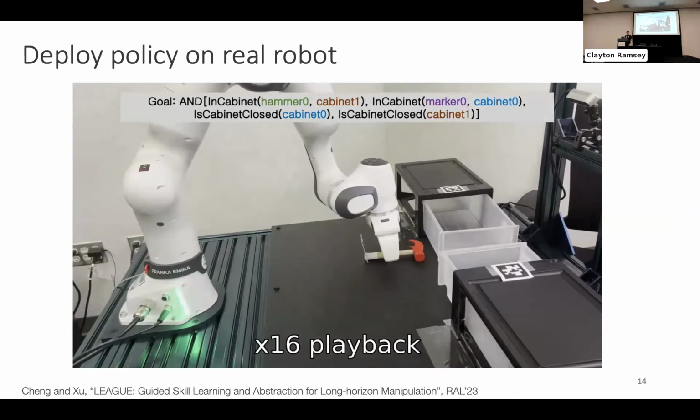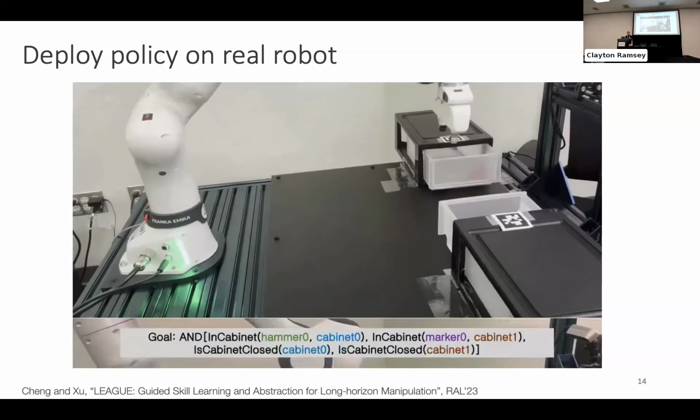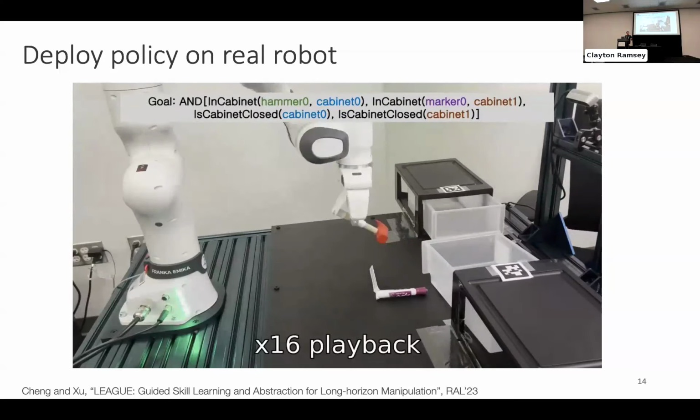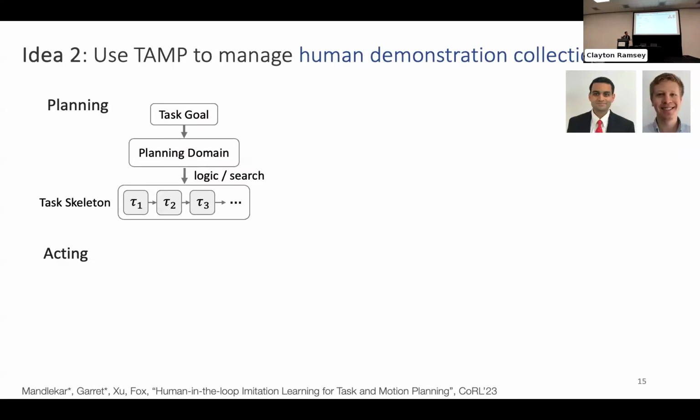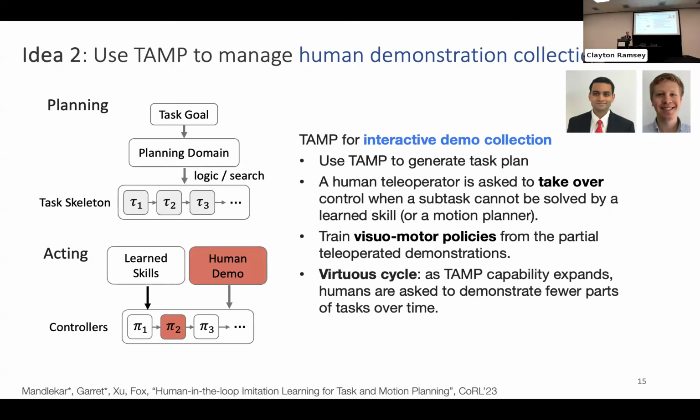We're not only limited to reinforcement learning, because these days, the robot learning community has kind of converged on this idea. We should just use more real-world data generated by humans. And the same ideas can be used to manage the human data collection process, where the humans are considered as skills, right? So we provide skill demonstrations for the parts of the task that are hard to solve according to the existing skill library. So the idea here is to use TAMP as an interactive demo collection system, where we use TAMP again to generate the task plan.